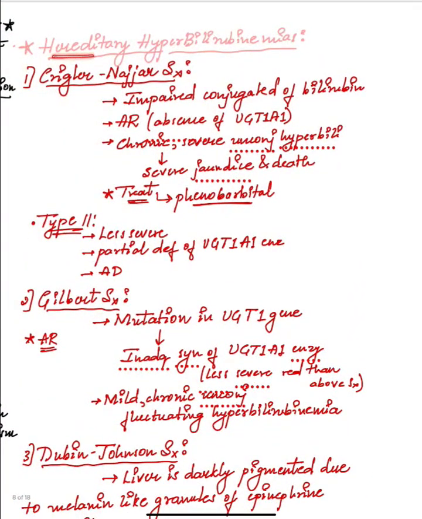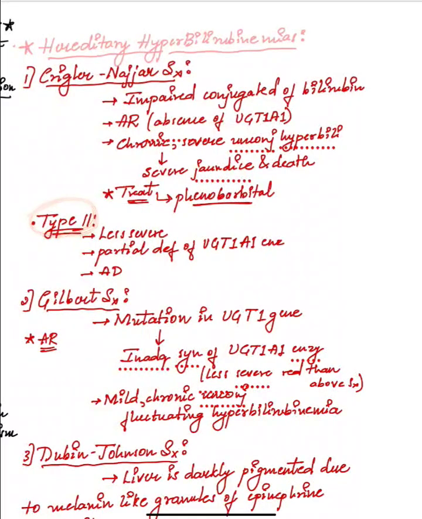Now coming to hereditary hyperbilirubinemias, there are certain disorders under this category. The first is Crigler-Najjar syndrome. In this, we can see there is impaired conjugation of the bilirubin. It is autosomal recessive. There will be absence of an enzyme known as UGT1A1, which is UDP glucuronosyltransferase. In this type, it may be severe unconjugated bilirubin, which leads to severe jaundice and it may lead to death. The treatment is phenobarbital. Phenobarbital may be given to this kind of patients.